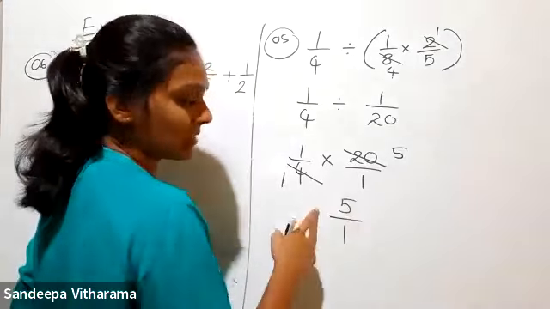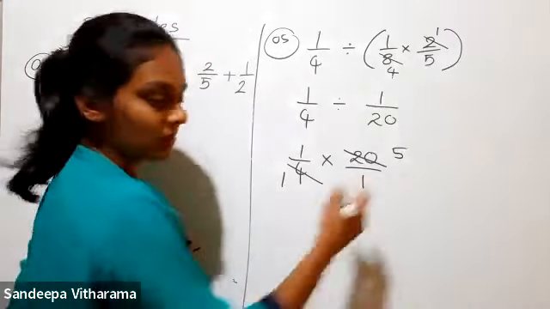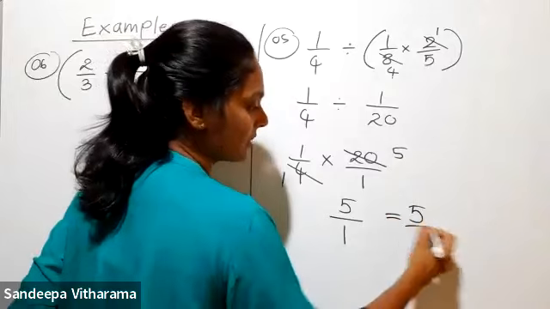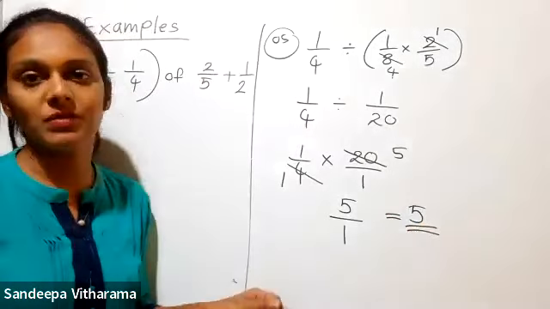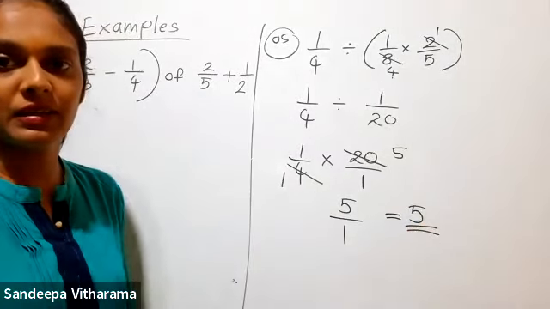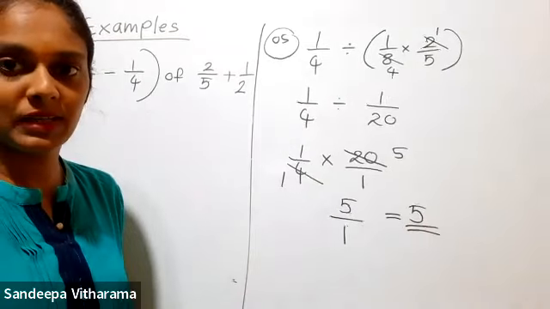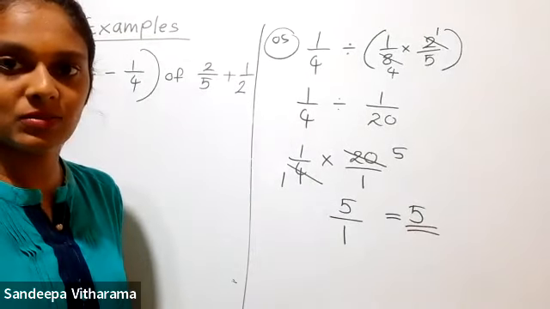What is meant by this? 5 over 1, it is 5. Okay. When we get 5 over 1, we write it as the whole number. Look, those who have got this answer?